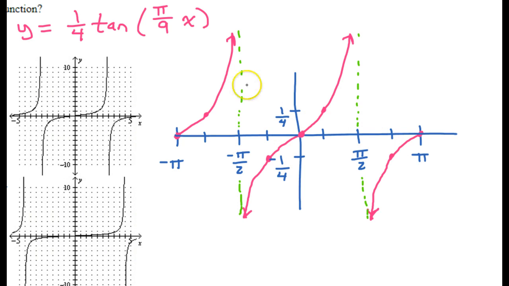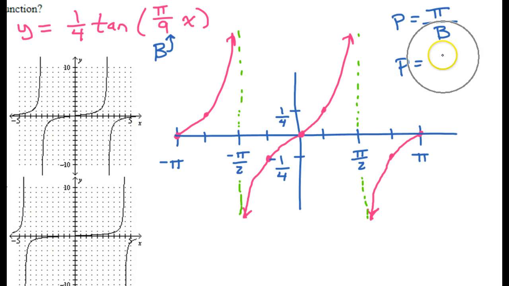Now, how will the b value change things? Well, this b value affects the period of the function because of the following formula. We know that the period is equal to the normal period, which is pi, divided by the b value. So the period is going to be pi divided by pi over 9.